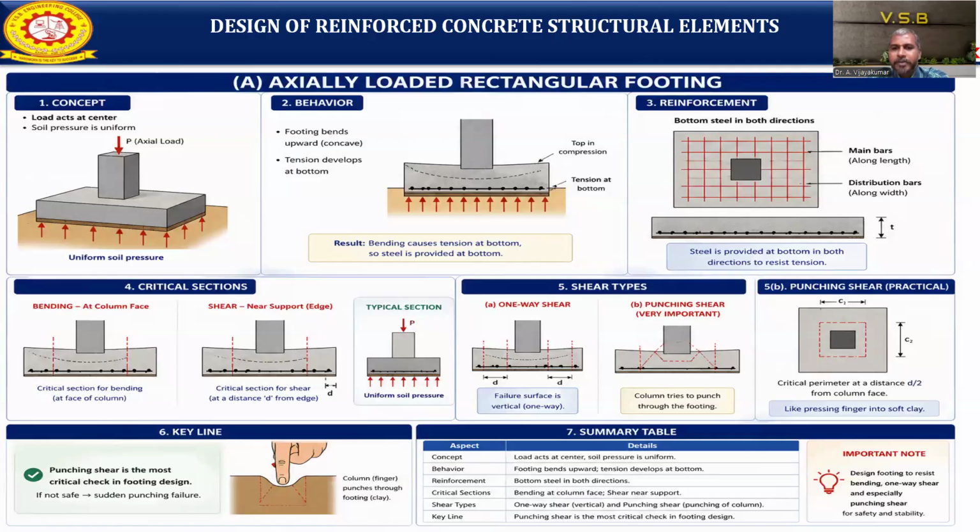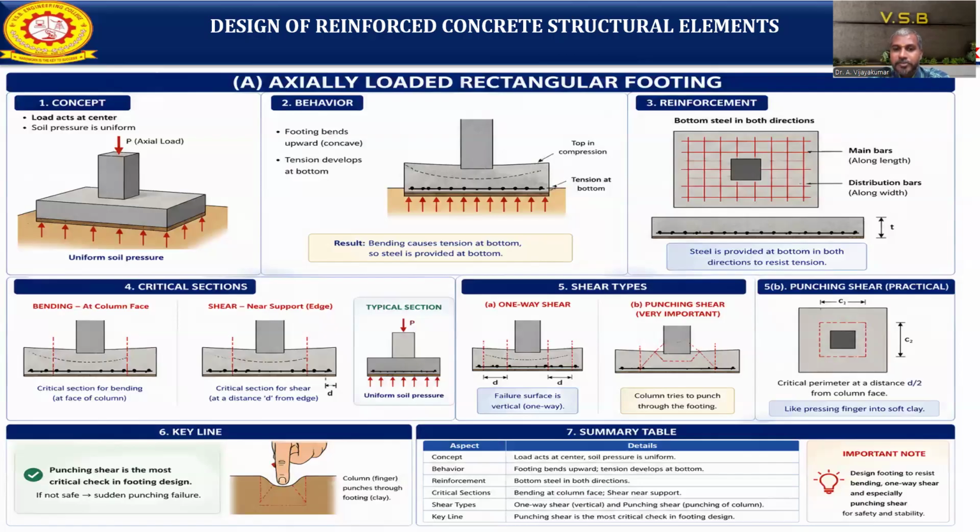So here two types of failure will be there, that is called shear types. One is one-way shear and the second one is two-way shear, another name for which is punching shear. The punching shear is very important because we produce sudden impact load into the soil, so it must be safe for that load condition.